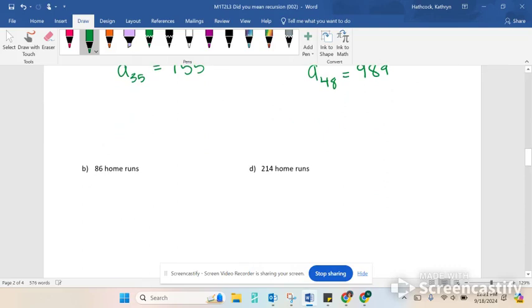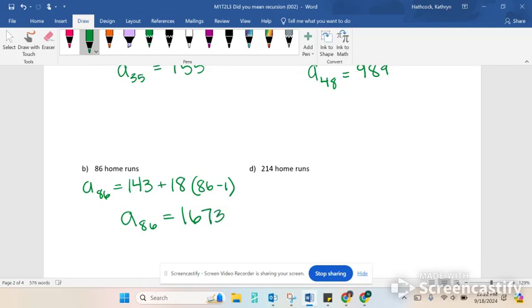Now B and D, you have to write in that formula yourself, but you can do that. A86. I still have my first term here, 143, plus my common difference, which is 18. And instead of n here, I'm going to put 86 minus 1. Again, that just goes straight into your calculator. And you get A86 is equal to 1,673.